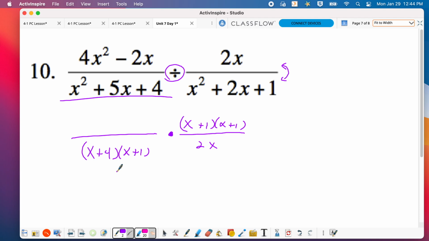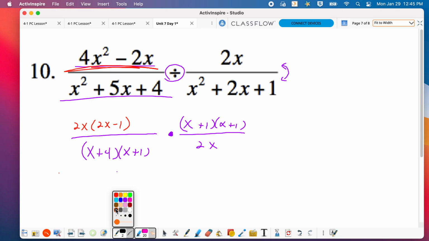And lastly, this is that same concept we just talked about in the last problem. This is where they have a common factor. So I'm going to take out a 2x, the greatest common factor. I factored the first two pieces, I factored the 2x squared plus 2x plus 1. I flip the fraction, multiply. Now I'm going to cancel.